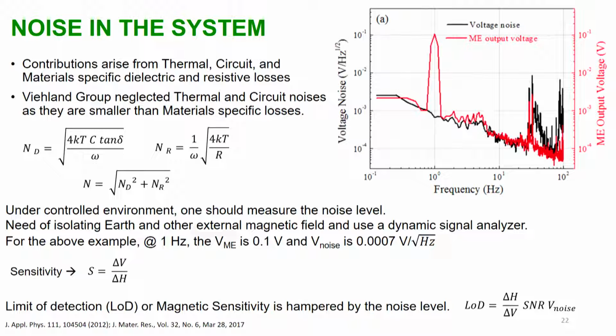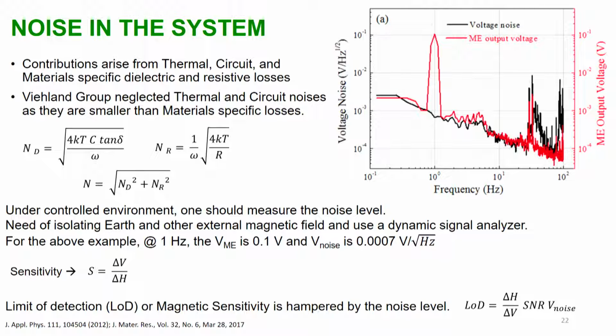So, the total noise is nothing but the square root of N_D squared plus N_R squared. This noise is going to be a very important factor for you. Whenever you are doing any measurement, these are all going to be the noise involved in that, so one should know about the noise. In order to do that, you always use a dynamic signal analyzer to get the noise.